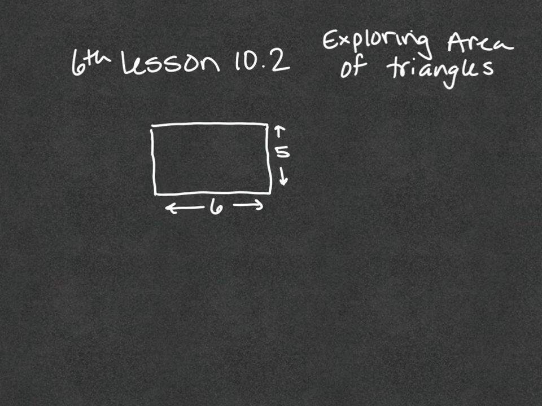Sixth grade lesson 10.2 is exploring area of triangles. And before I get to drawing you a triangle, I'm going to dust off those cobwebs from the last lesson. We had rectangles and any parallelogram. If we wanted to find the area, the flattened surface, if we wanted to cover that whole flat surface, we would multiply its base times its height. And that would give the area, the whole flat surface of that rectangle or parallelogram.